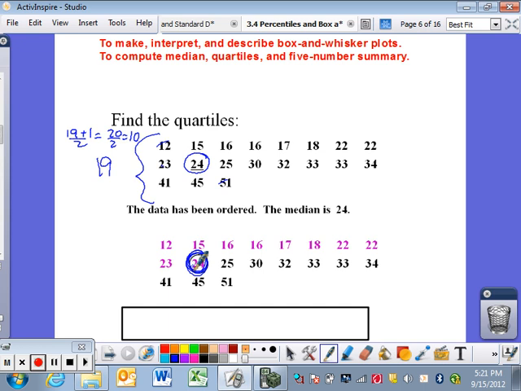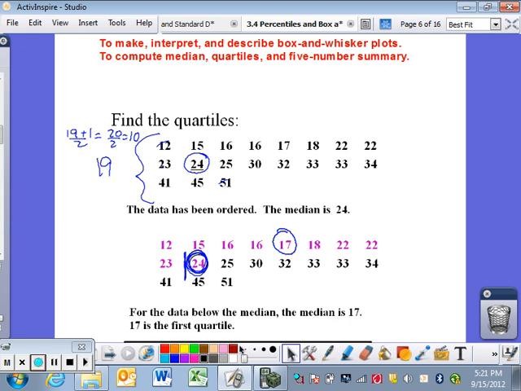Now, how do you find the first quartile? That's what I'm doing on the very bottom. I'm only looking at the numbers below the median, so the 12 through the 23. I want to look at just those numbers and find the median of those numbers now. So I have 9 numbers. If I have 9 numbers, the position is the 5th number. Or if you start crossing stuff off, you should see that the 17 is the middle number, 4 below it, 4 above it. And that would become your first quartile.